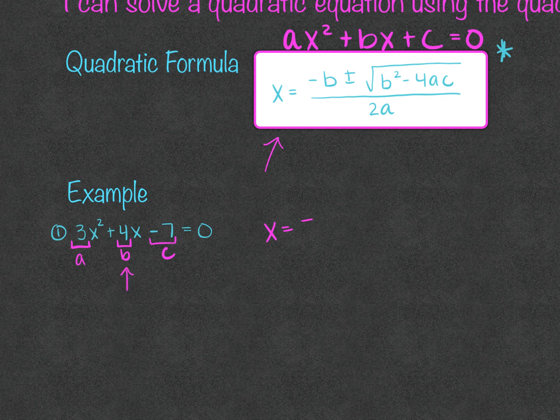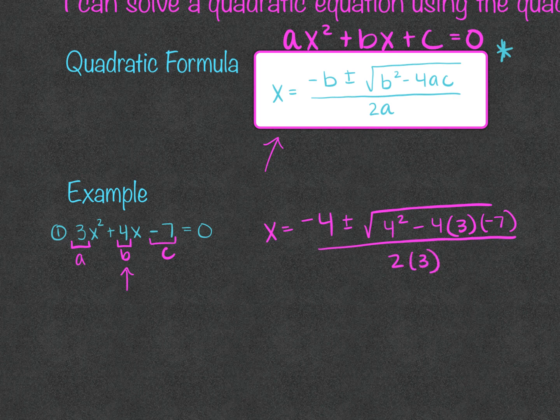We said right here our b is 4, so negative 4 plus or minus the square root of b squared, so 4 squared, minus 4. In place of a, we're going to put 3. In place of c, we put negative 7, all over 2a. So just make sure you see what happened there. Anytime I saw an a in this formula, I put my 3 in.